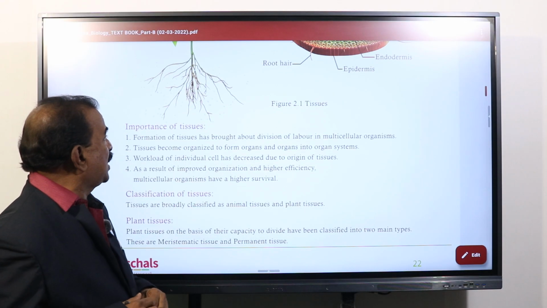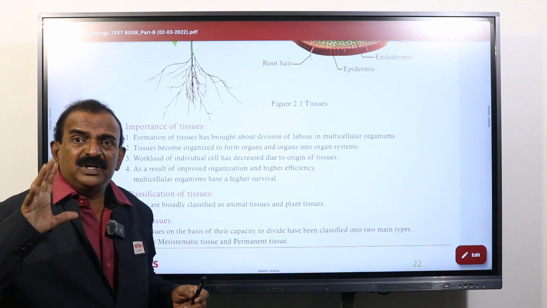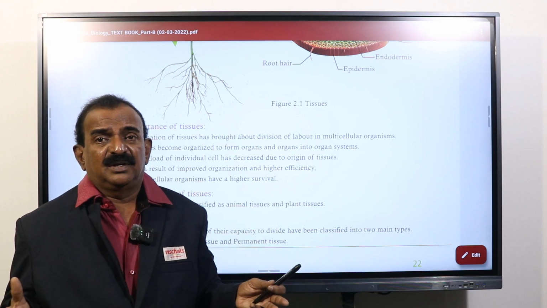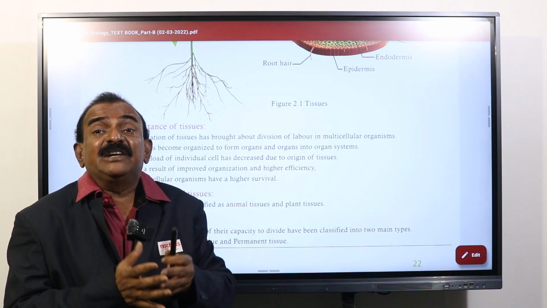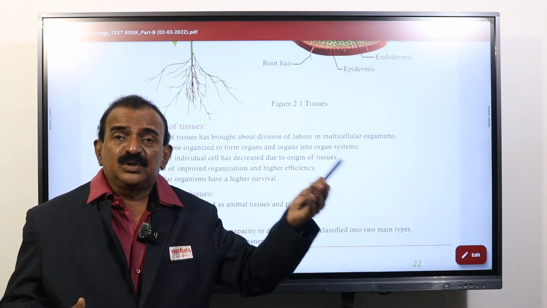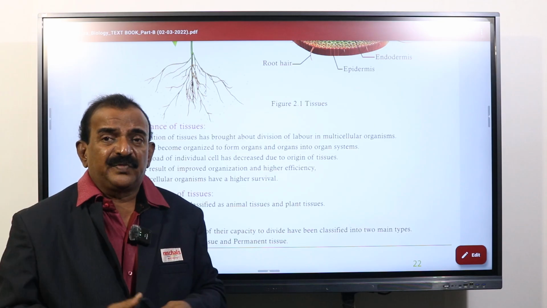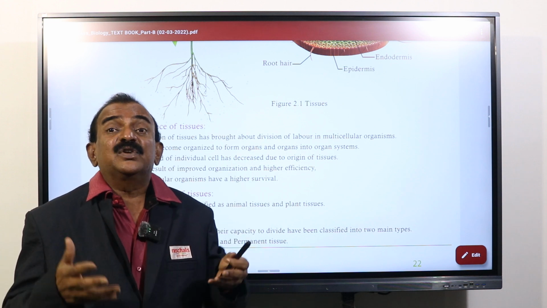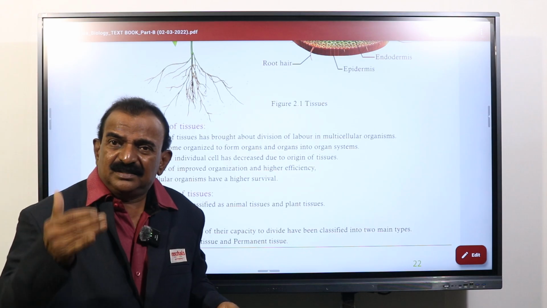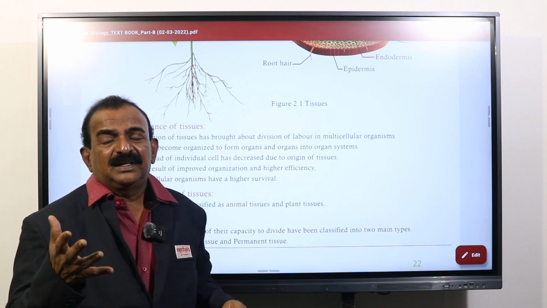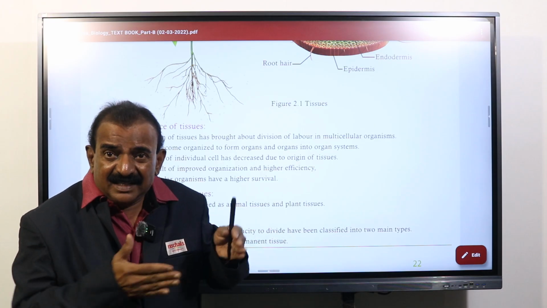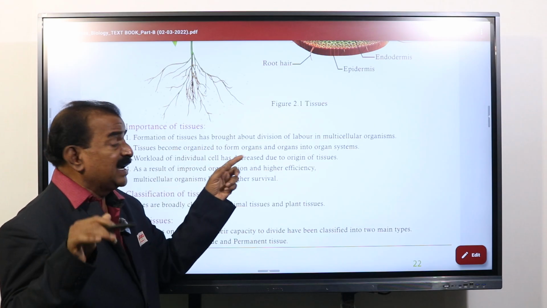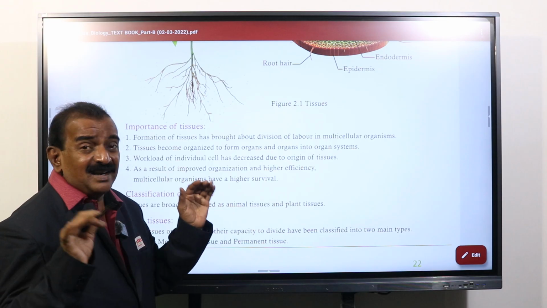Now we need to discuss the importance of tissues. Tissues help in performing different types of functions, so we are observing division of labor. Xylem vessels are useful for conduction of water, and phloem vessels are useful for conduction of food. Ground tissue forms bulk tissue and is also helpful in storage of food substances. These tissues perform different functions, and we observe division of labor in this plant organism. The formation of tissues has brought about division of labor in multicellular organisms.